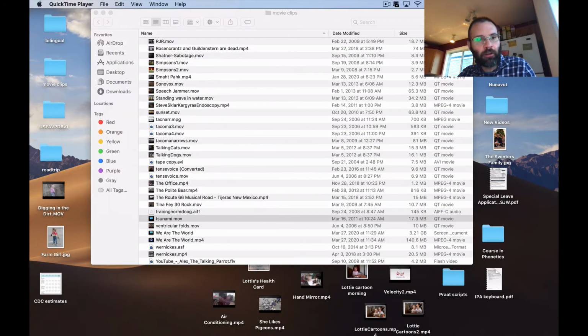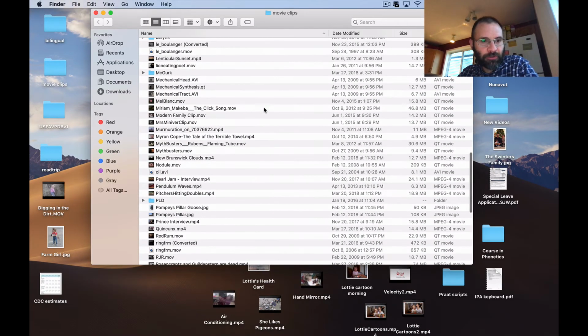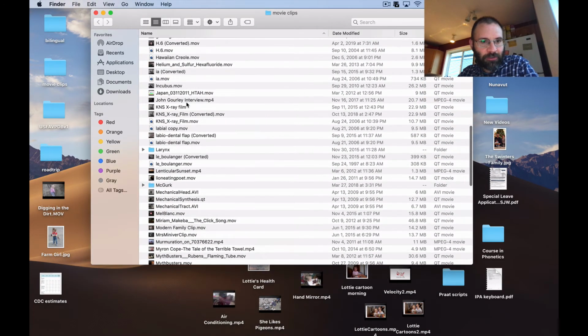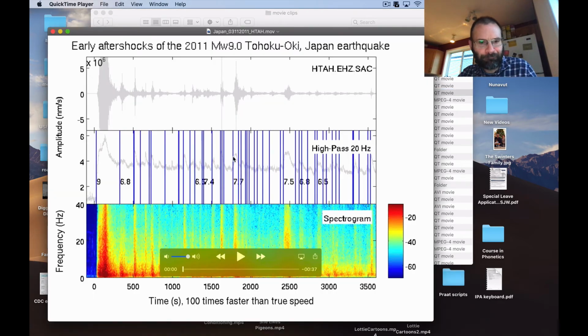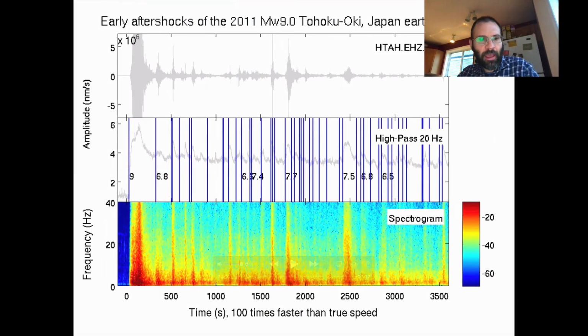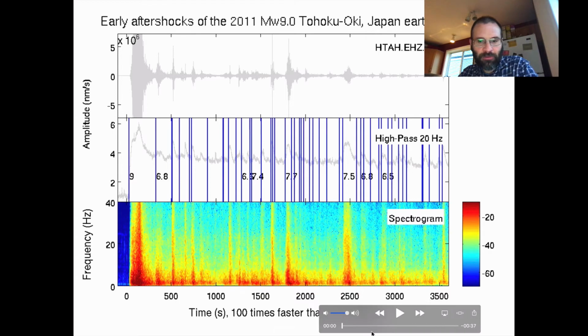I've got another video, which I don't play in 340, but it gives you an impression of the magnitude of this thing. I'm not going to make this too loud. This is basically the seismic signal of this earthquake, and it shows you a spectrogram derived from that seismic signal. It's speeded up 100 times faster than its actual speed, but I'll let you listen to it.